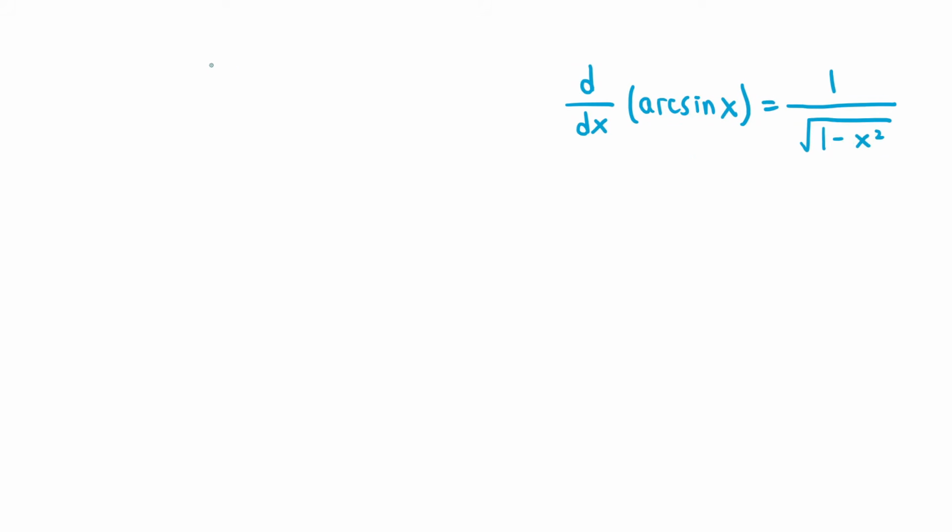So here's what we do. We let y equal arcsine of x. So we would like to find the derivative of y in respect to x if we would like to determine the derivative of arcsine of x. So the first thing to do is to take the sine on both sides, which results in sine of y equals x. Since if we take sine of arcsine of x, sine and arcsine just cancel out and we're left with x.